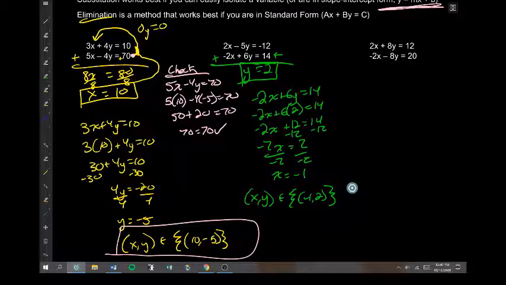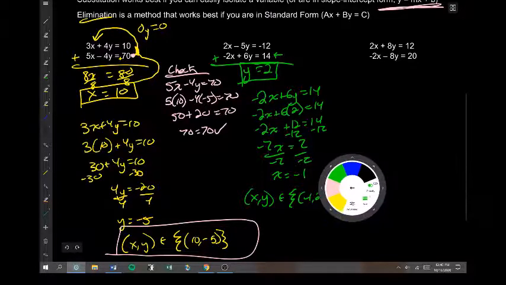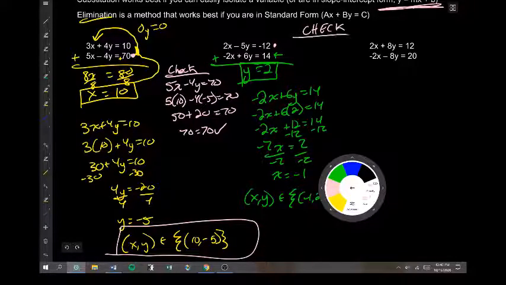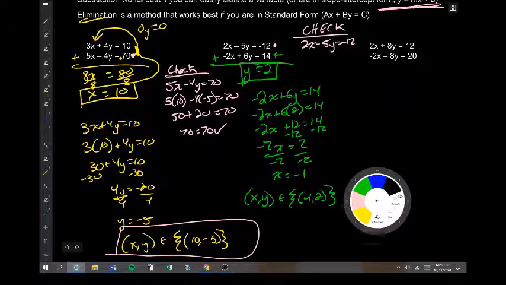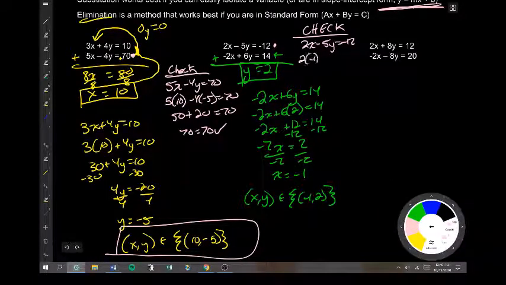I'm going to check that again in the other equation, an equation that I haven't used yet to find the variable. So I'm going to check in 2x minus 5y equals negative 12. Well, I know that my x value is negative 1. My y value is 2. And my hope is this all becomes negative 12. So negative 2 minus 10 does equal negative 12. So that one checks. Sweet.